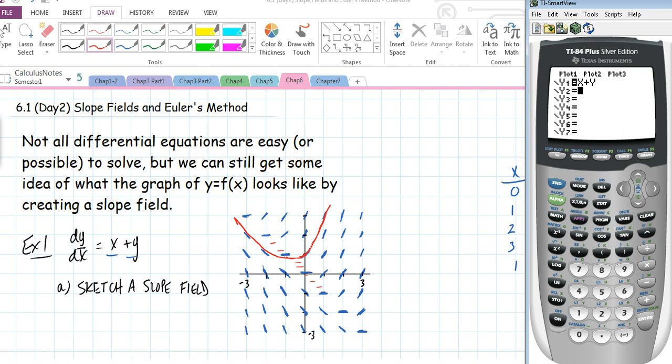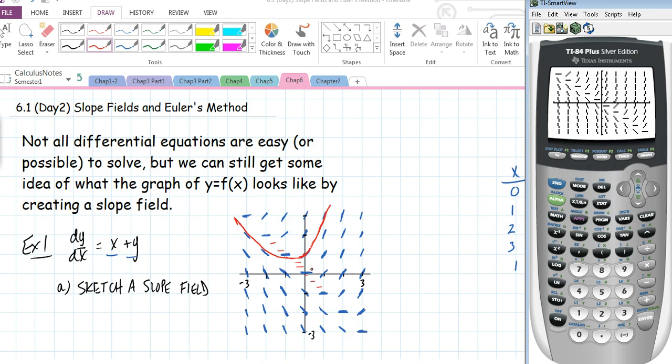Okay, now we can press the program button and choose to execute the SlopeField program. So just press enter and enter again. And you'll see that this is generating a field of slope indicators similar to the one that I sketched on the screen.